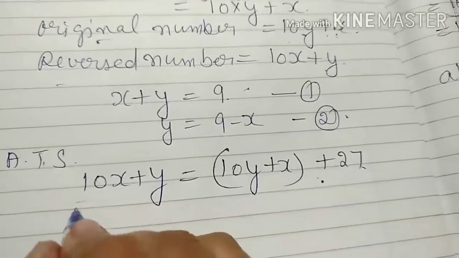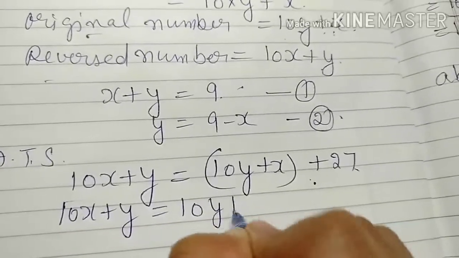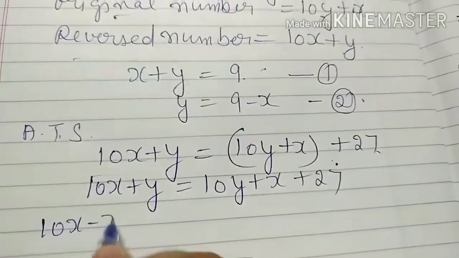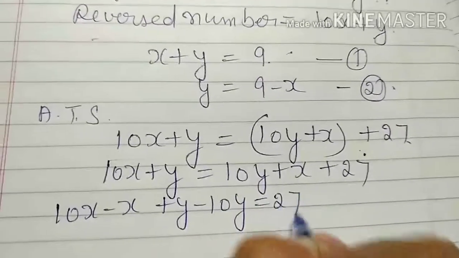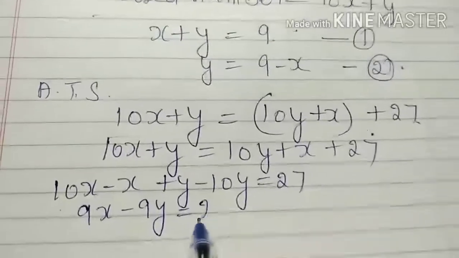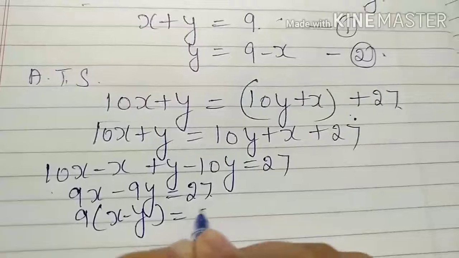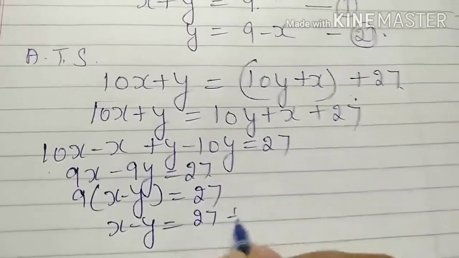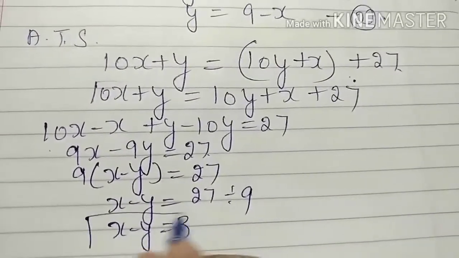Now, how do you solve this question? You just write 10x plus y is equal to 10y plus x plus 27. Variables shifted to the other side: 10x minus x plus y minus 10y is equal to 27. That becomes 9x minus 9y is equal to 27. Take 9 common: x minus y is equal to 27 divided by 9. So x minus y gives me 3. Now this is my equation.